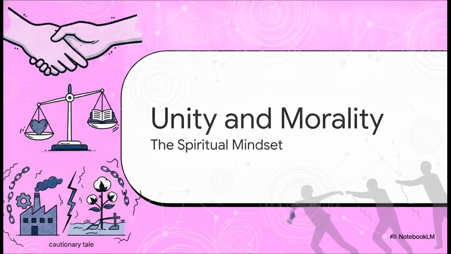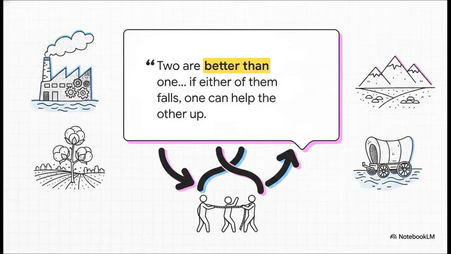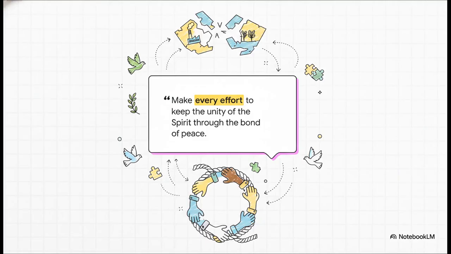Finally, Section 6, Unity, Morality, and Education, the Spiritual Mindset. Historical sectionalism really serves as a cautionary tale of what happens when we let our differences divide us. The book of Ecclesiastes tells us, two are better than one. If either of them falls, one can help the other up. Just imagine if the North, South, and West had used their unique economic strengths to lift each other up, rather than constantly fighting over national policies. It highlights the very real danger of division.